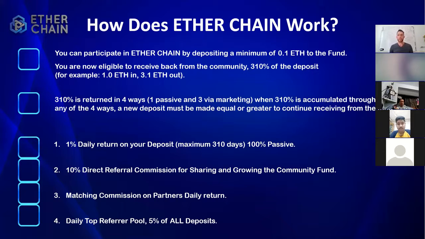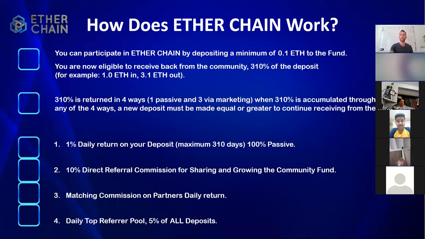Now, the 4 ways is as following. The 1% daily return on your deposit, it goes for a maximum of 310 days. And then it's, as said, 100% passive. Once you make a deposit to EtherChain, within 24 hours, you will receive the first 1%. Now, the second one is a 10% direct referral commission for sharing and growing the community fund. Third one is a matching commission on your partner's daily return. And the fourth one is a daily top referral pool, which goes by 5% of all deposits coming into EtherChain. We're going to have a look at them in detail.